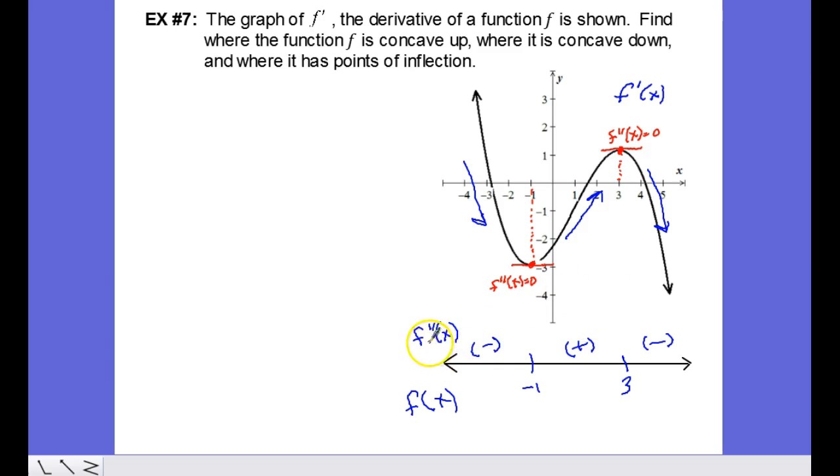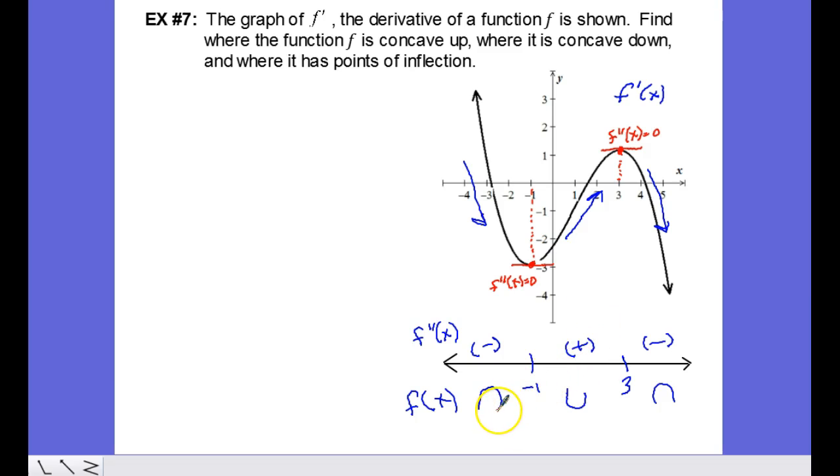Okay, now what does this mean in terms of f of x? Well, if f double prime of x is negative, that means that f of x is concave down. So I'll put a concave down over here. If f double prime of x is positive, that means that f of x is concave up. So now I've got all the information to write a conclusion.